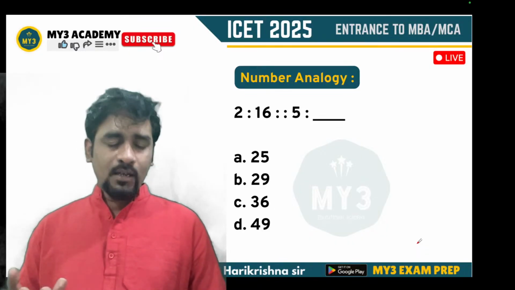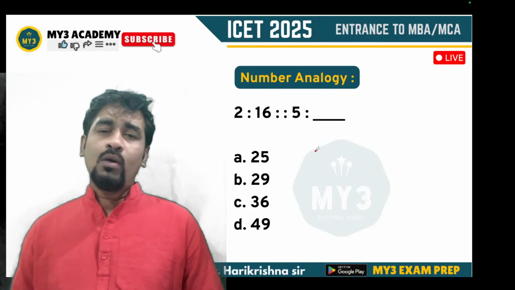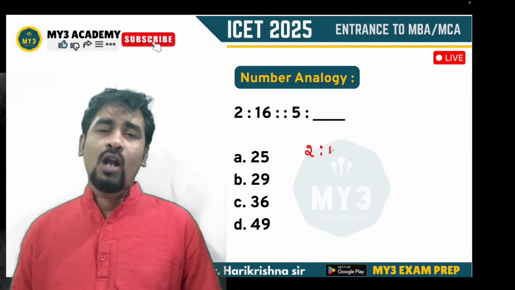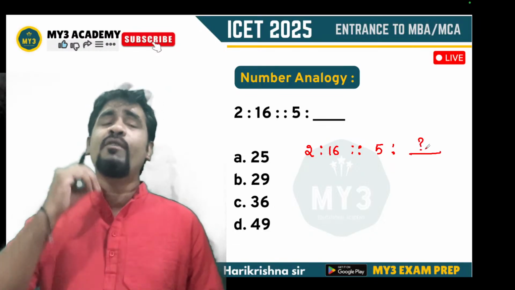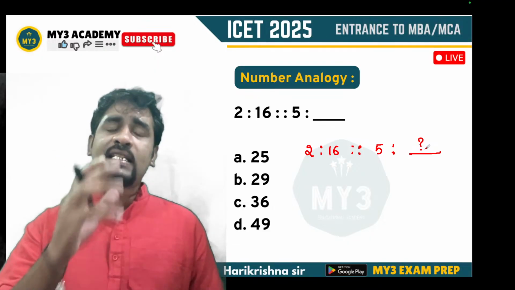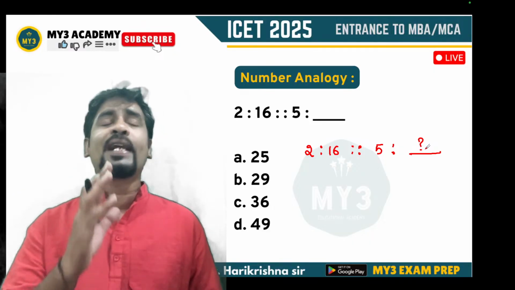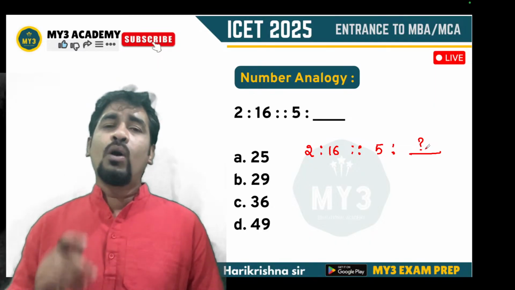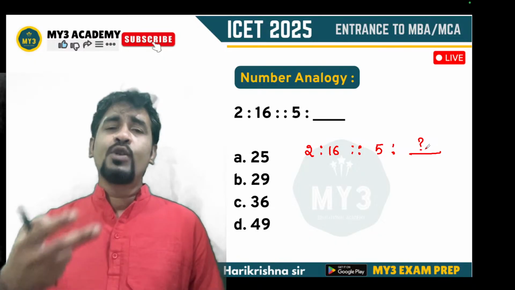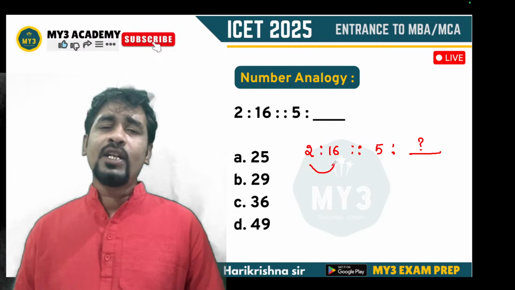So 2 is 16, then 5 will be what? Always remember one thing when you are solving analogy questions: if you are going with one logic and you are not able to get the answer with that logic, you have to think of another possible logic. Do not stick to one particular logic and assume the answer is wrong. So if you are not getting the answer with one logic, look for another possible logic to arrive at the answer.